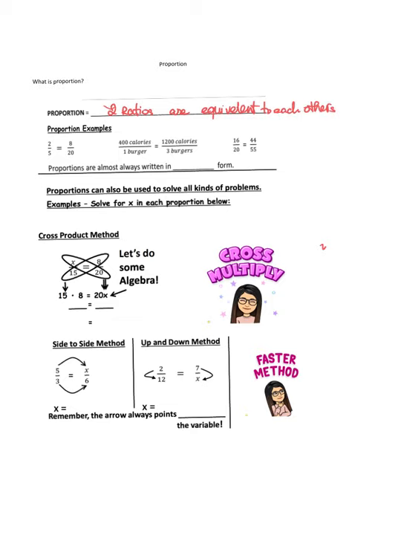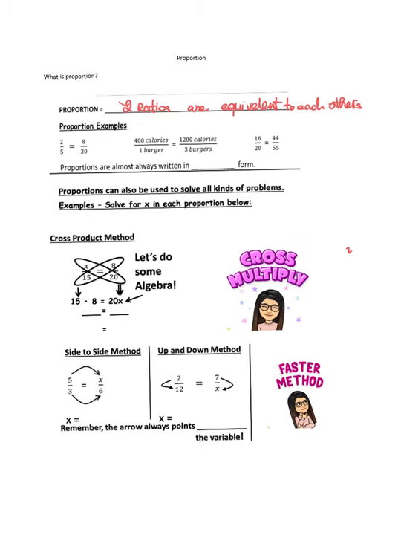Okay, so let me give you some proportion examples. Is 2/5 the same as 8/20? When you simplify 8/20 by 4, you will have 2/5, so they are ratios equivalent to each other. And then 400 calories to one burger is the same as 1,200 calories to three burgers. They are 3 times different, and when you simplify 1,200 to 3, it will be the same as 400 to 1.